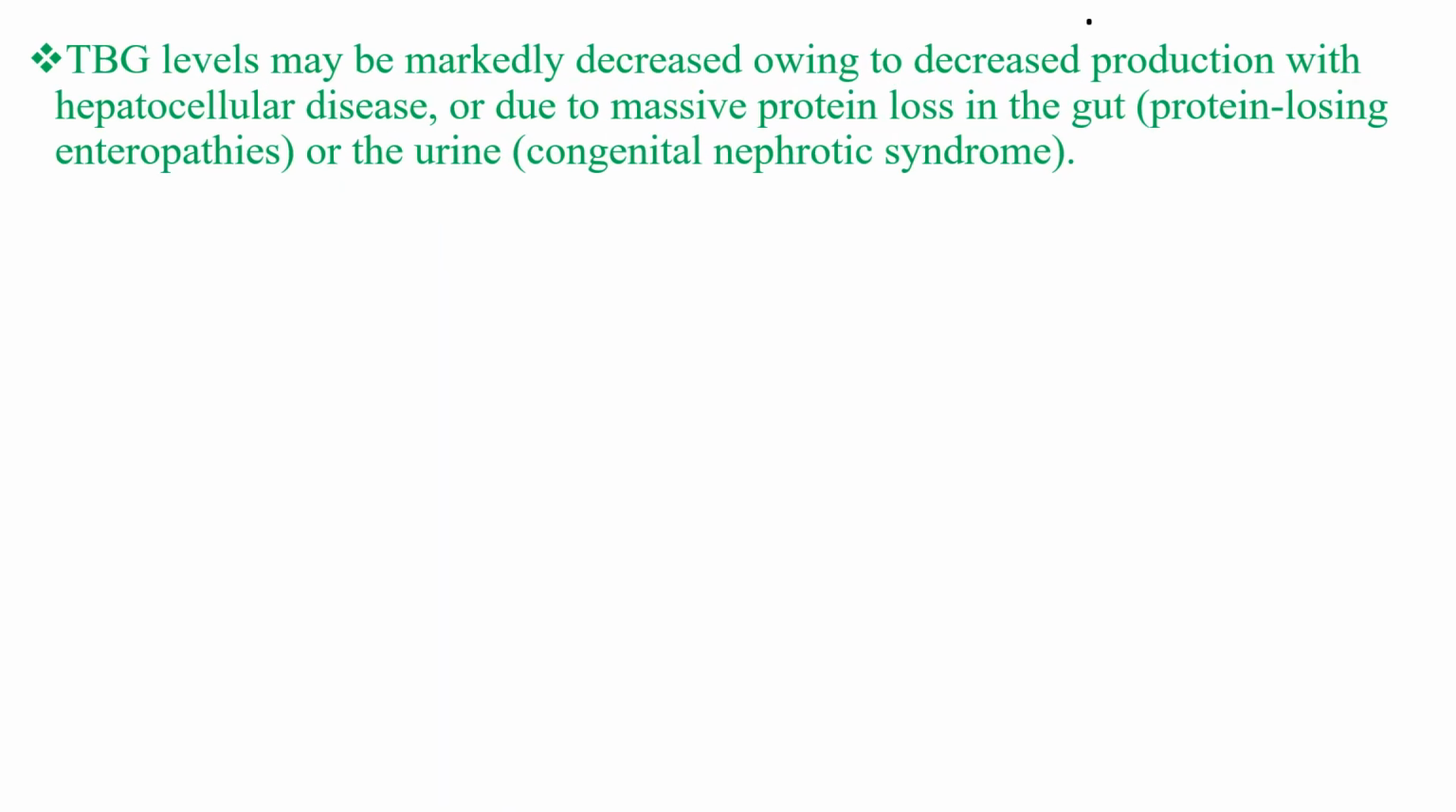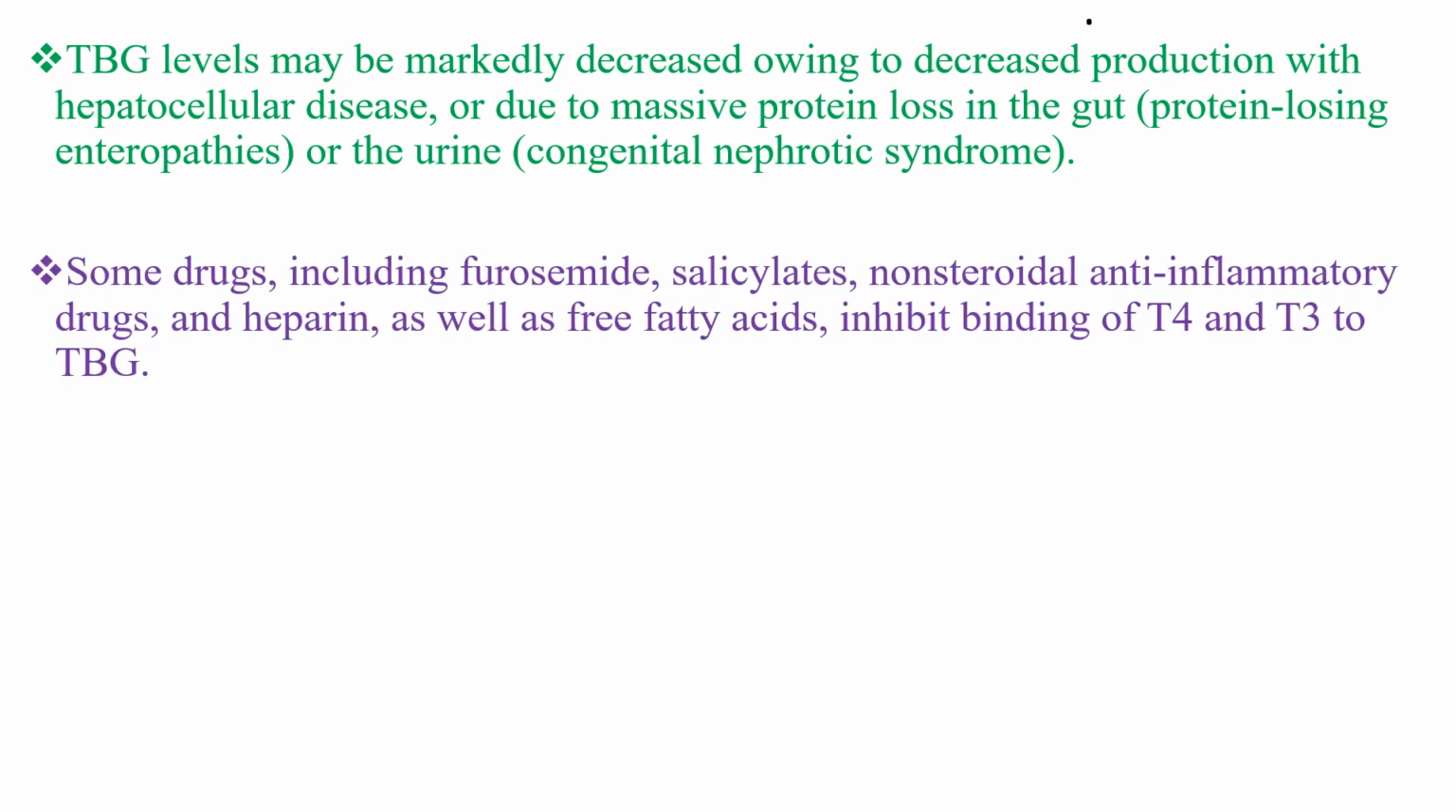Thyroxine binding globulin levels might be markedly decreased owing to decreased production with hepatocellular disease, or due to massive protein loss in the gastrointestinal tract or in the urine. Some drugs, including Lasix, salicylates, non-steroidal anti-inflammatory drugs, and heparin, as well as free fatty acids, inhibit binding of T4 and T3 to thyroxine binding globulin or TBG.